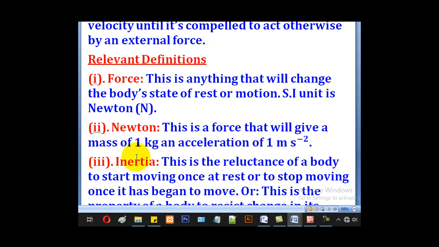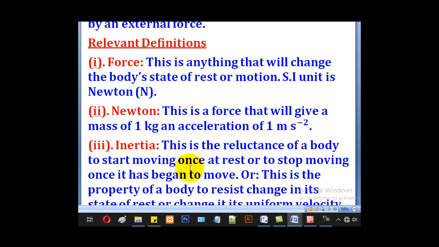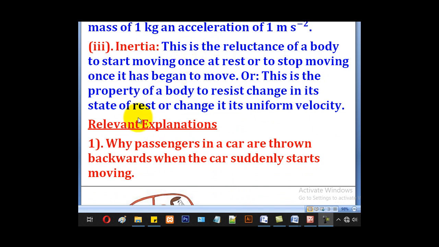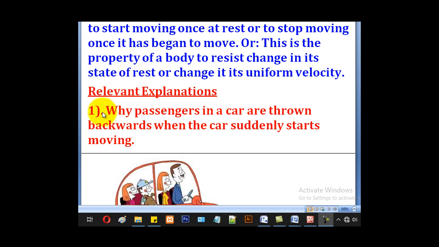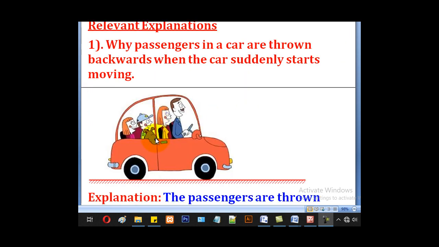So the reluctance of a body to start moving once it was at rest or to stop moving once it began to move is known as inertia. Because of inertia, we can explain some of the observations as below. 1. Why the passengers in a car are thrown backwards when the car suddenly starts moving.